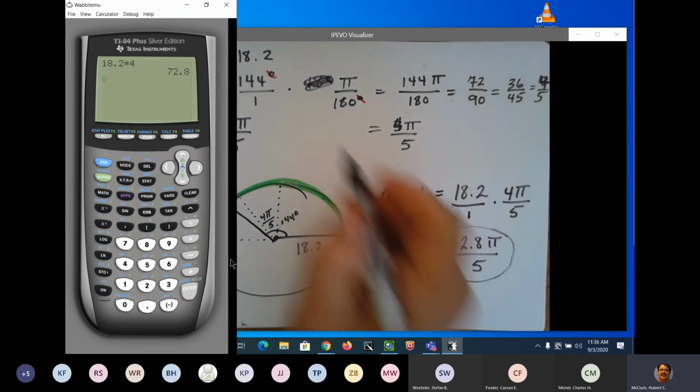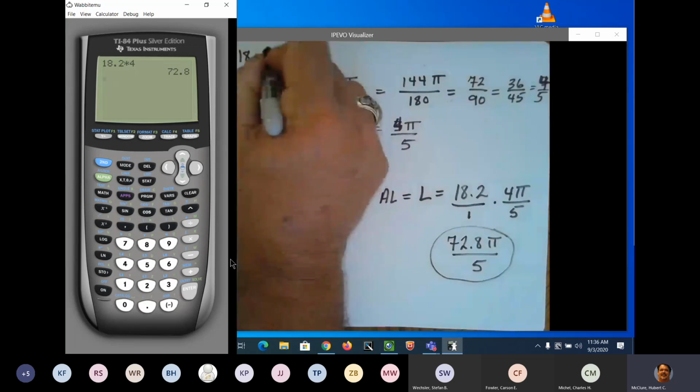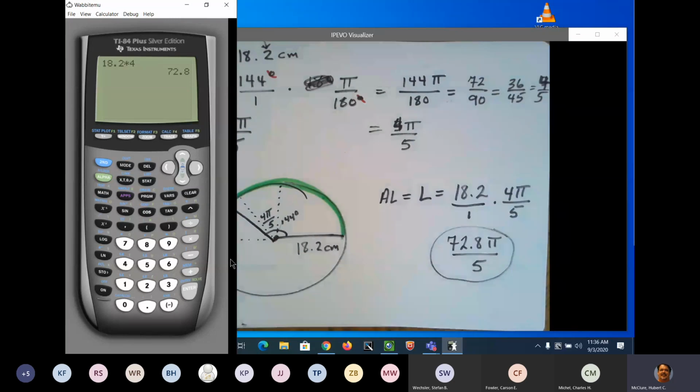But since we're talking about centimeters, and since we started with a decimal to the tenth decimal place, I'm going to change this to decimal. So times pi divided by 5. And I hit multiplication. I suck. Divided by 5. 45.74.